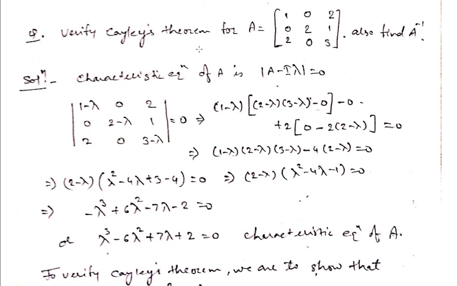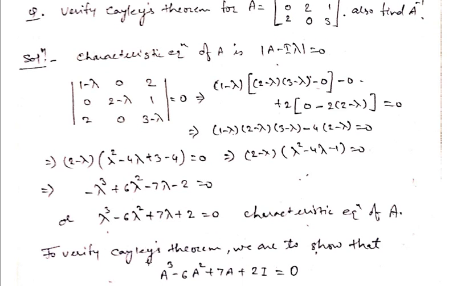So first we will find the characteristic equation for this matrix. The characteristic equation for this matrix is given by determinant of A minus lambda I equals 0. So subtract lambda from the diagonal elements and take the determinant on the left hand side. Now we will equate it to 0. Hence we get the characteristic equation as lambda cube minus 6 lambda square plus 7 lambda plus 2 equals 0.